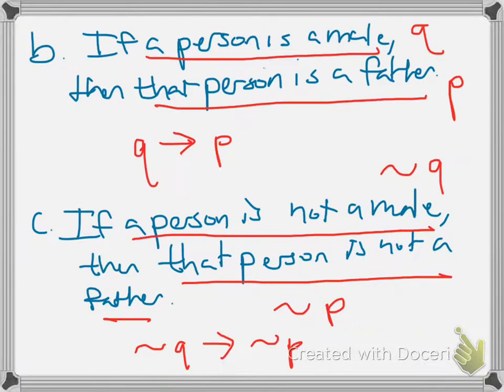Okay? But when we switch the hypothesis and conclusion, when we switch P and Q, if a person is a male, then that person is a father. Well, I've got a whole classroom full of male students, and as far as I'm aware, none of y'all are fathers. So that is not necessarily true. We cannot conclude that that is true.